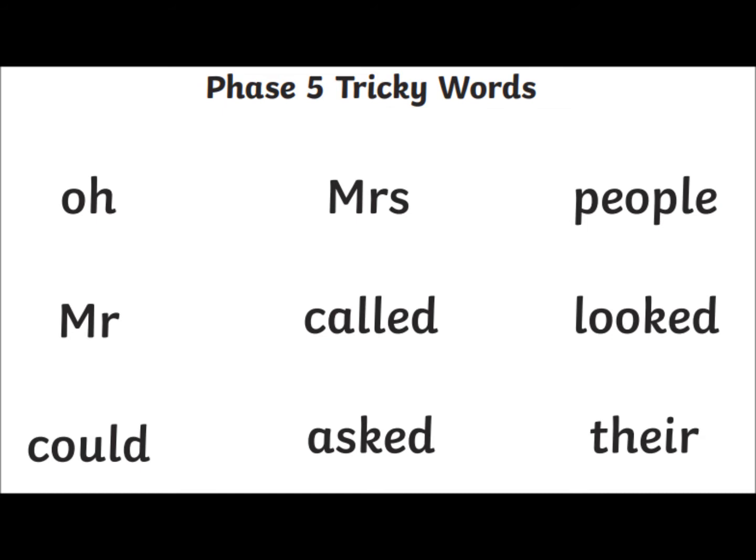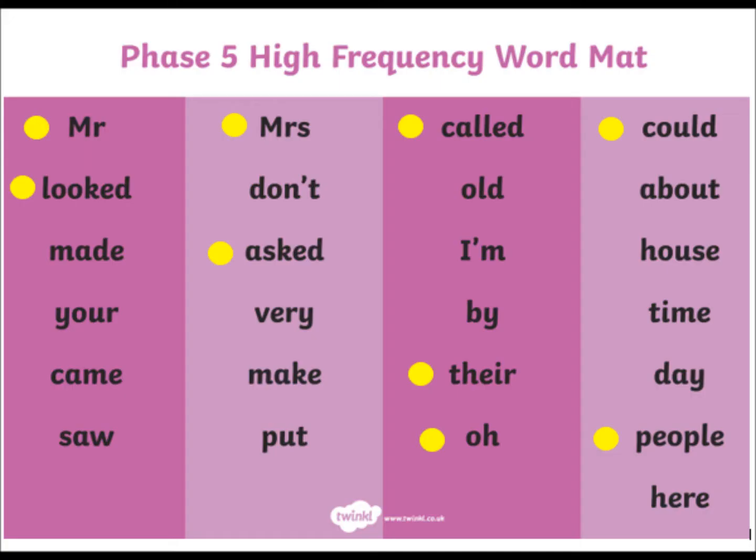In Phase 5, children are introduced to 9 new tricky words. Tricky words are those words which cannot be sounded out easily. They are common words that have complex spellings in them. The only way these words can be read and spelt correctly is by learning them by sight and having plenty of practice. And here are the Phase 5 high-frequency words, with the 9 tricky words marked with a yellow dot by them. Please note that some of the other words that were tricky in the earlier phases now become fully decodable in Phase 5.